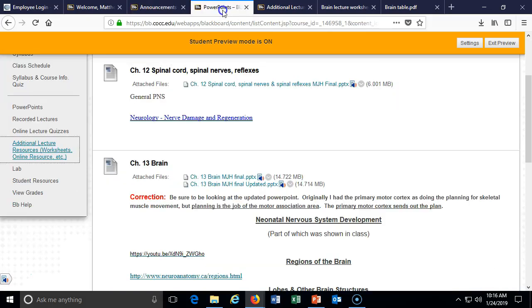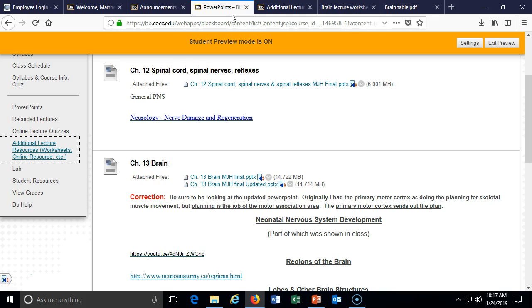Something I just wanted to point out, maybe some of you saw it, is that I posted a correction. There's an updated version of the slides, and I'll show you what that is in just a second. I wanted to make sure you understood that the planning for motor movement happens in the motor association area, and the sending out of the plan happens in the primary motor cortex. I think I had this switched on the slides, so I posted an updated version that has it all corrected.